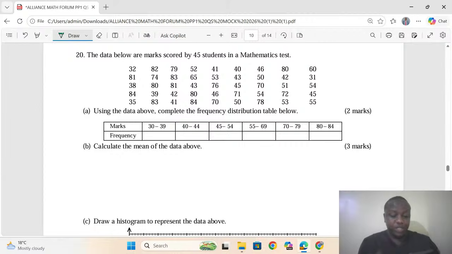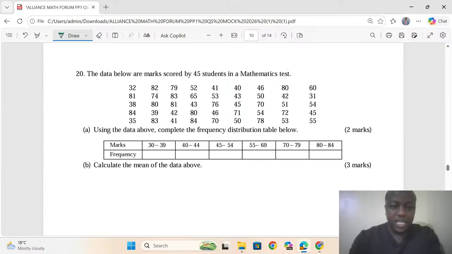Now we can get to the question. Let us flow together in the statistics question. Now we're being told, using the data above, complete the frequency distribution table below. So they have come up with the distribution table for us. The data below is marks scored by 45 students in a mathematics test.